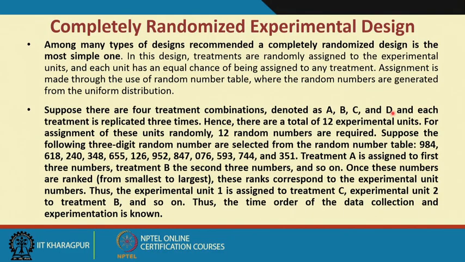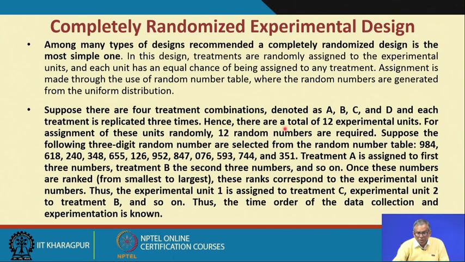Now, here is an example of how to use the random number table. Suppose there are 4 treatment combinations. Already we have defined what treatment combinations are, denoted as A, B, C and D, and each treatment is replicated 3 times. The replication principle we have already explained. Hence, there are a total of 12 experimental units. For assignment of these units randomly, 12 random numbers are required.